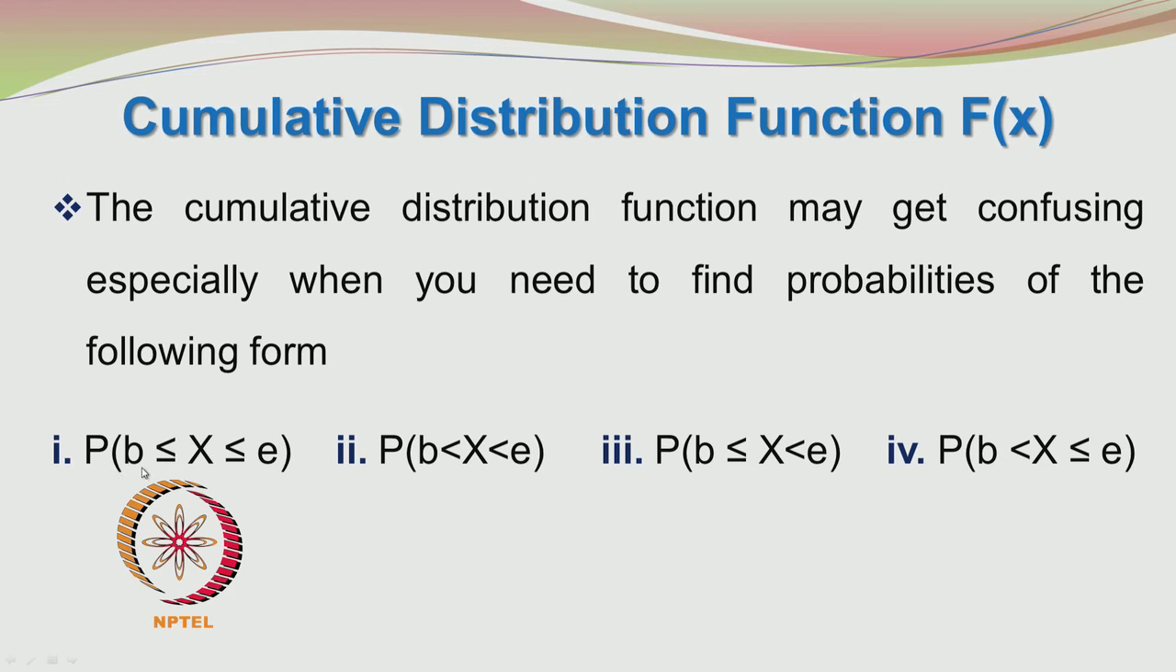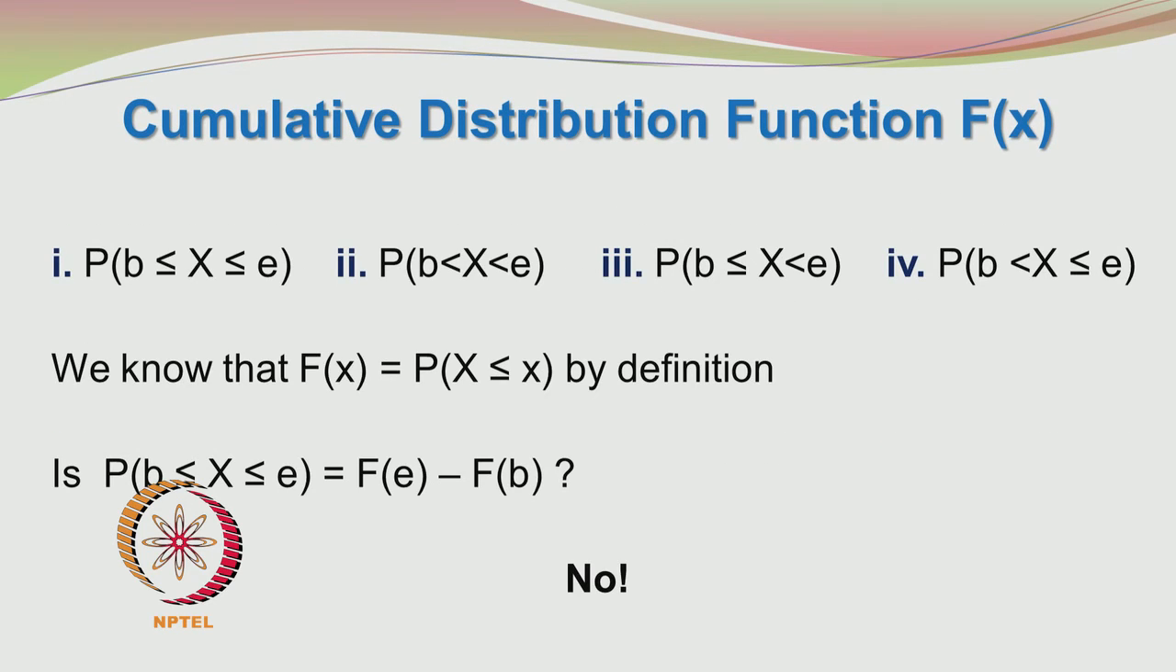In one case, you have to find probability of b less than or equal to x less than or equal to e. In the second case, it is probability of b less than x less than e. Third case, probability of b less than or equal to x less than e. In the fourth case, it is probability of b less than x less than or equal to e. Okay. So, you may think that all of these would result in the same value. But that is not going to be the case, as I will demonstrate with an example. Can we write probability of b less than or equal to x less than or equal to e as f of e minus f of b? No, it cannot be written in this fashion.